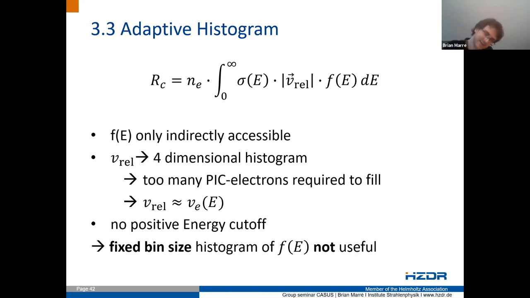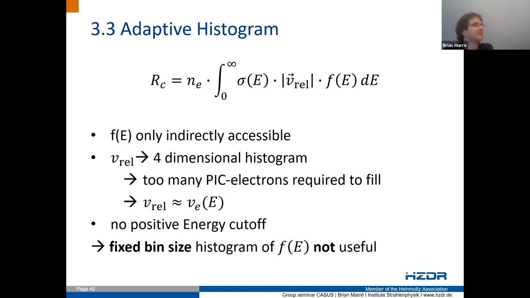So to avoid that, the standard way is to simply say, okay, ions tend to be much slower than our electrons. So we simply say, okay, relative velocity is electron velocity. And since we are not actually interested in the direction, but just in the actual absolute value, that means our velocity becomes simply a function of energy, and we can simply use a one-dimensional histogram. So far, so good.